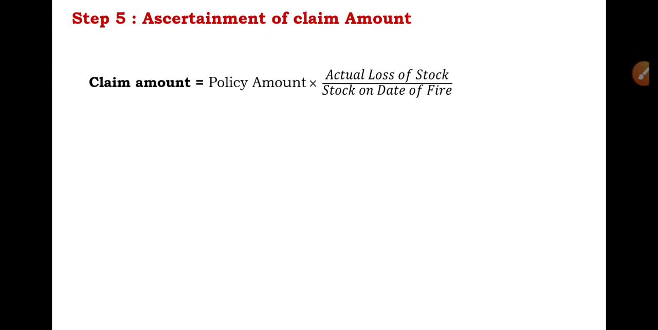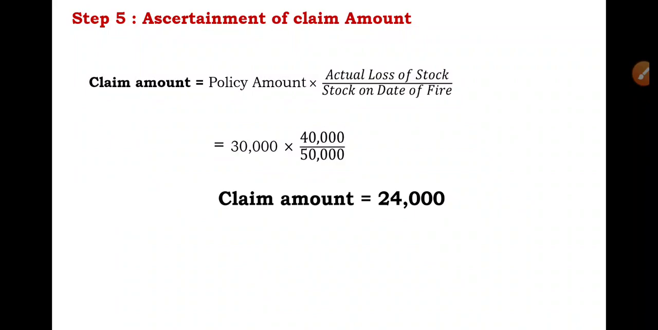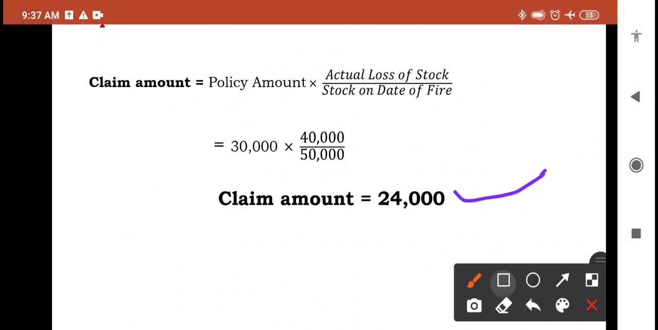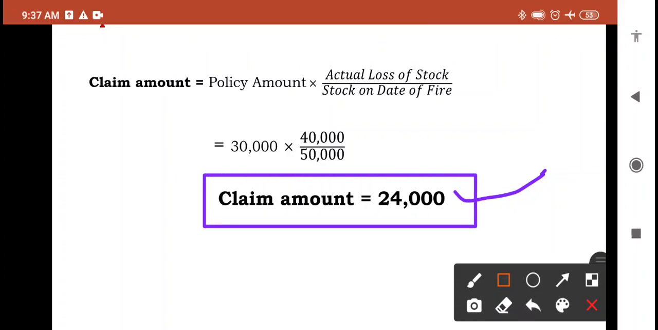Next we'll move on to the last step, that is ascertainment of claim amount. In this step, you have to apply the average clause formula, because they already mentioned in the question that it is applicable for the average clause. Policy amount is given. Actual loss of stock we calculated. Stock on date of fire also we calculated. If we apply the amounts, 30,000 is the policy amount into 40,000 is the actual loss of stock divided by stock on date of fire, that is 50,000. If you calculate, you'll get the claim amount, that is 24,000. So 24,000 is the claim amount.